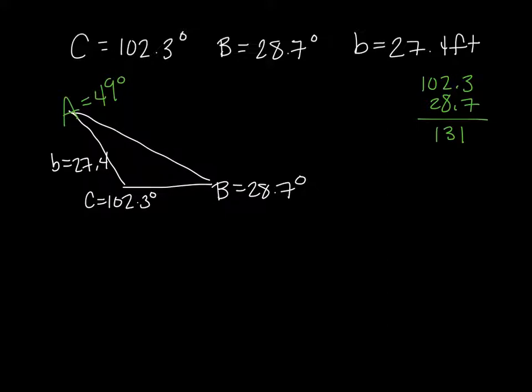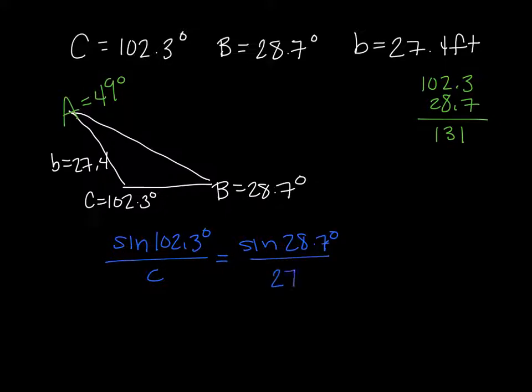Okay, now I've got to find the other sides. Let's say, for instance, I need to find side c. So I'm going to set up a proportion. I know the angle C, so I'm going to say sine of 102.3 degrees, that's angle C, over side c. The other things I know are the B's, so I'm going to say sine of the B value, 28.7 degrees, over the side length b, which is 27.4. Okay, so I know those three things. Notice when I said if you know three things, you can find a fourth. I know angle C, I know angle B, and I know side b. So now I can find side c.